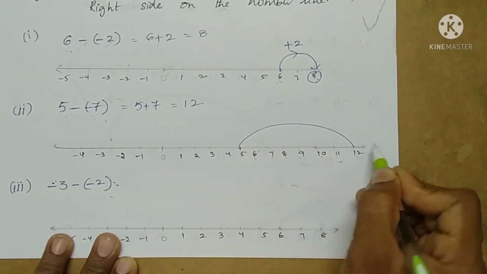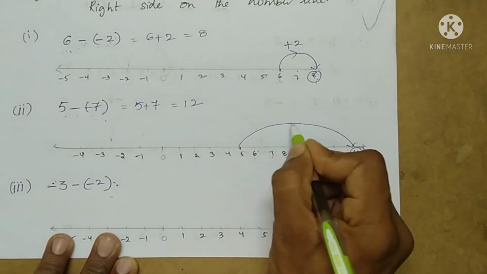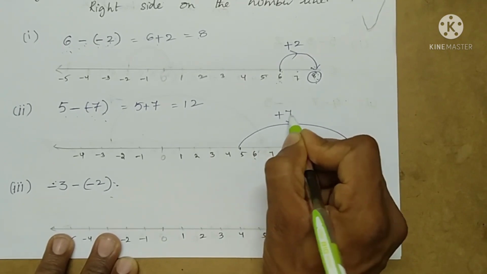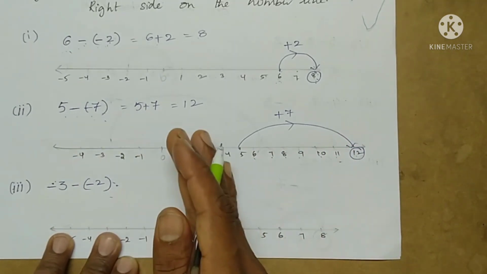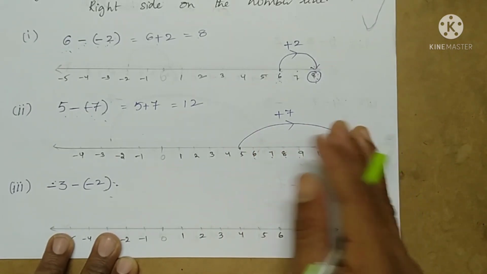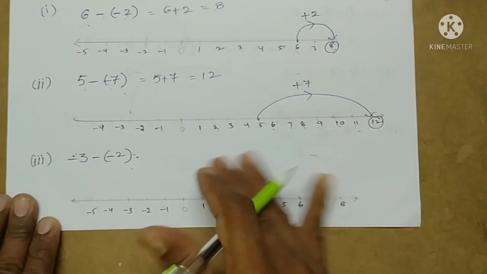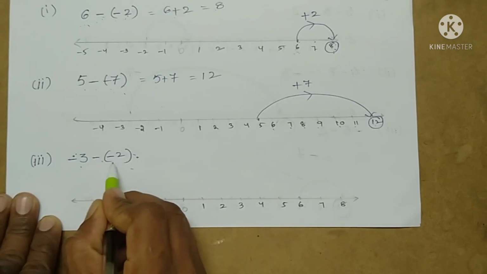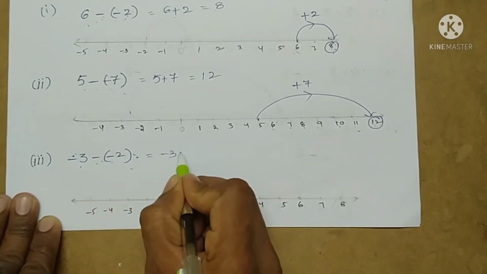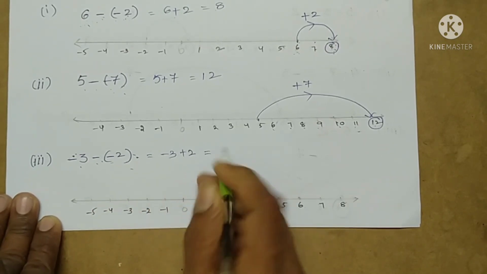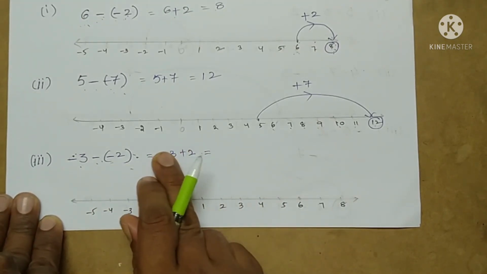So here, plus 7. The subtraction of a negative integer, we just move right side on the number line. So here is also minus 3 minus of minus 2. That is equal to minus 3 minus into minus plus 2.